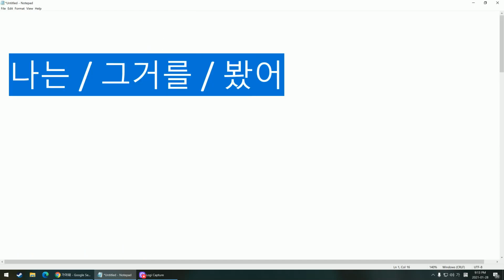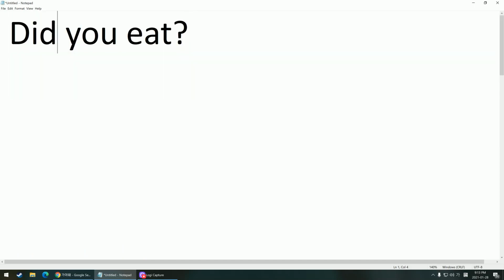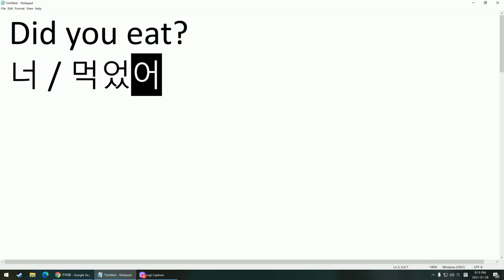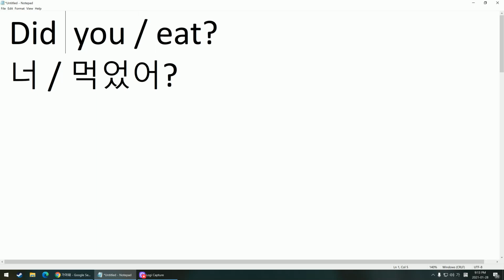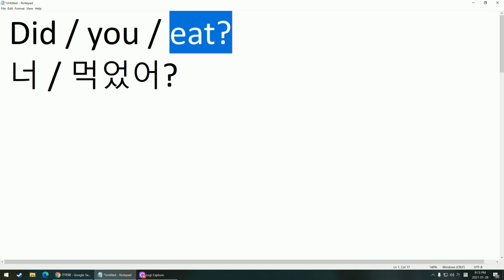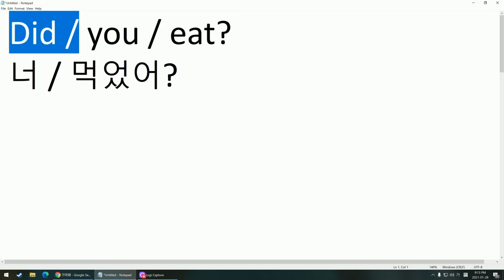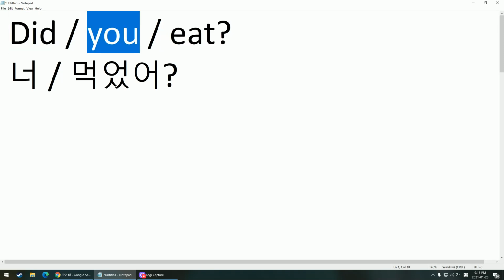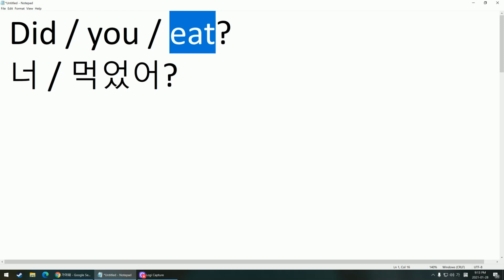Alright, let's try a new sentence. Let's try, did you eat? Well, this one is really simple. We just say 너 먹었어? The "did eat" is 먹었어, right? It's past tense, like you ate. So that's pretty simple. 너 먹었어? Like did you see? It's like 너 봤어?